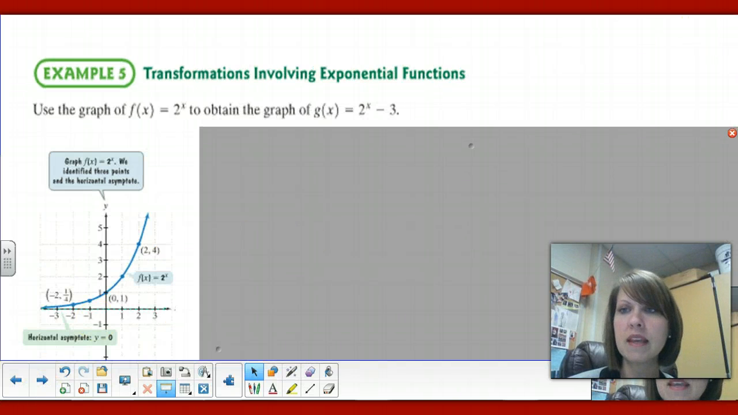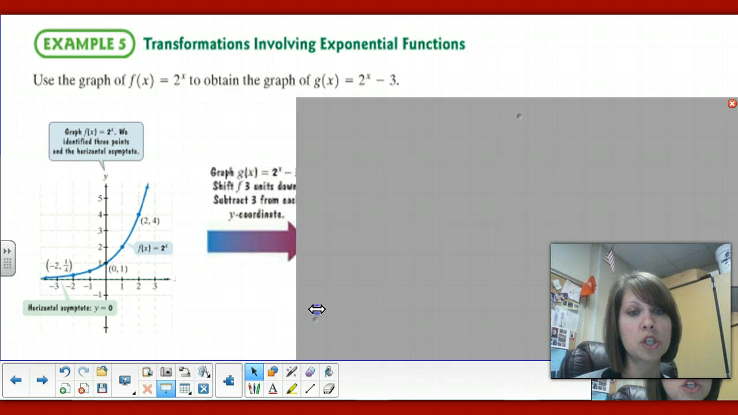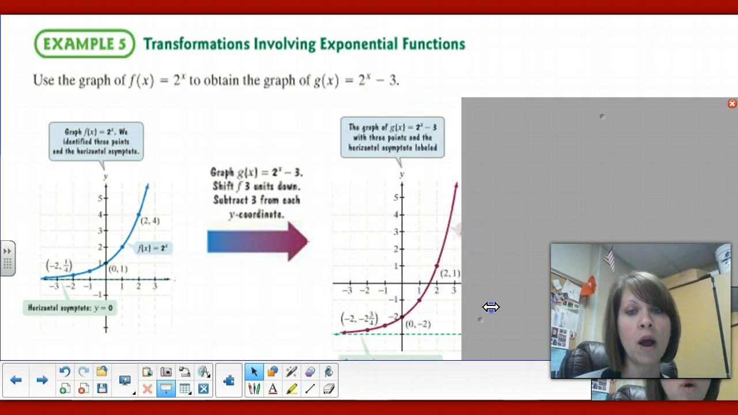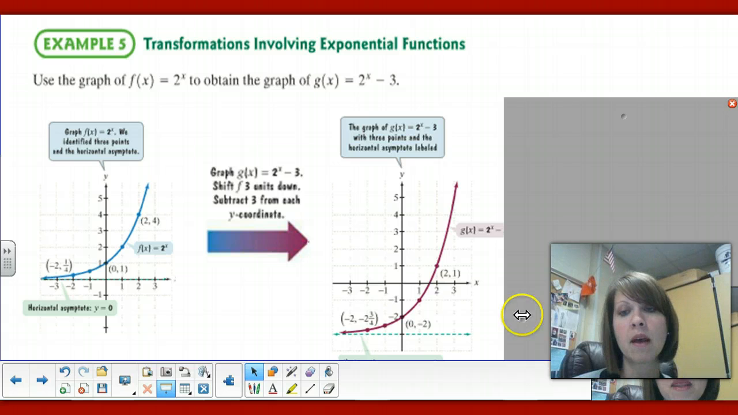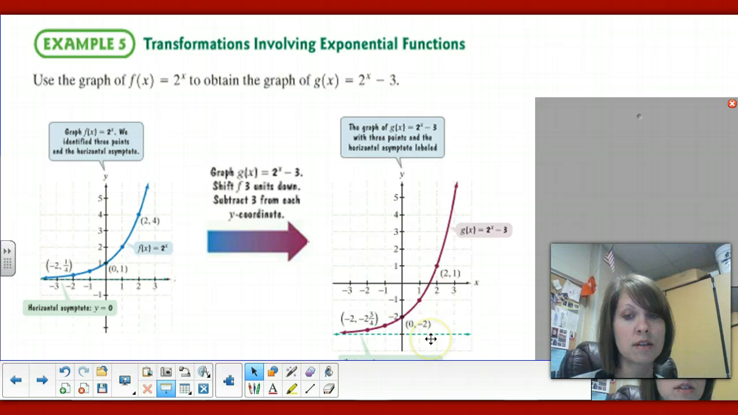Okay. Looking at another one, this is example 5, 2 to the x. To get 2 to the x minus 3, this minus 3 is after, or outside. And so we're going to take the 2 to the x function and shift all of our y coordinates down 3. I want you to notice here that the horizontal asymptote just changed. Instead of being y equals 0, we shifted down 3, so it's y equals -3.